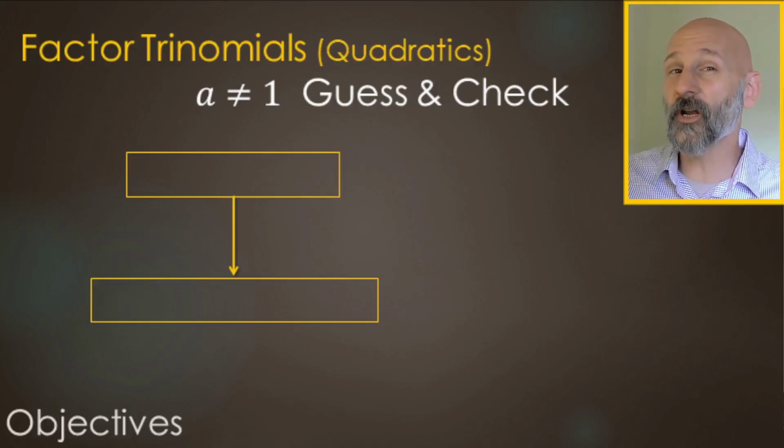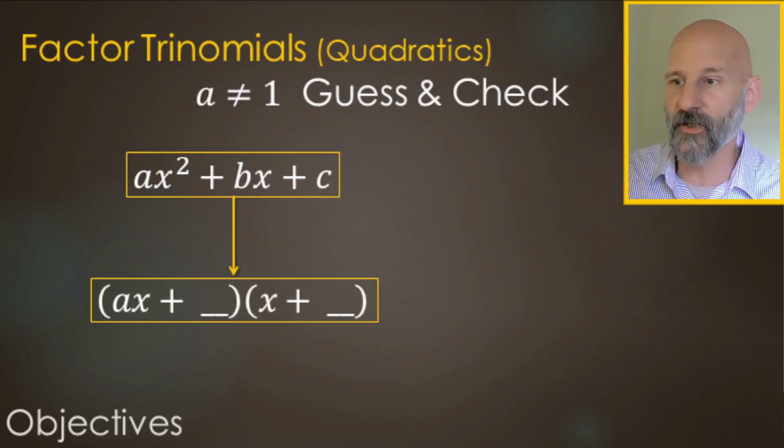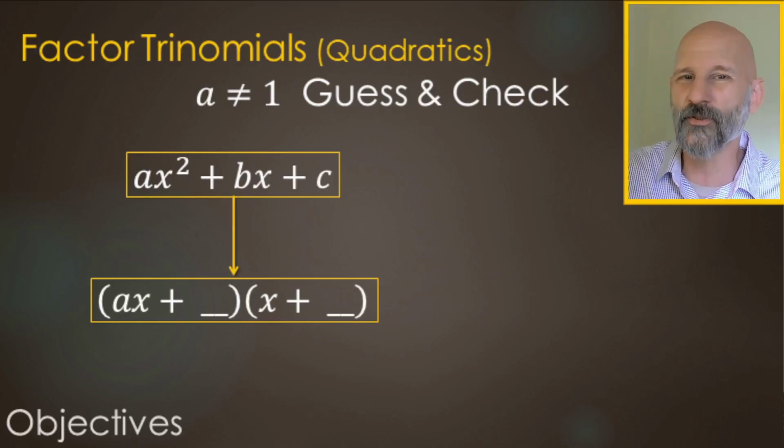In this video, we're going to be covering how to factor trinomials or quadratics when the a does not equal 1 using the guess and check method. So when a doesn't equal 1, that means you have an actual number in front of the x squared, okay? And then our answers are going to look like this, where we have ax plus a number and then x plus another number there. Sometimes they're the same, most times they're different.